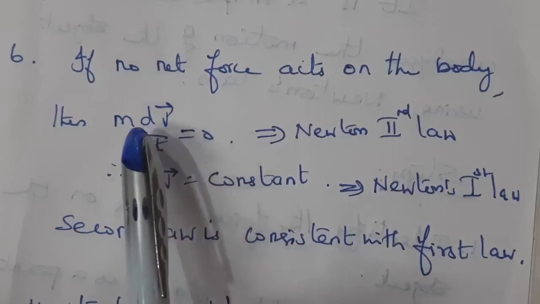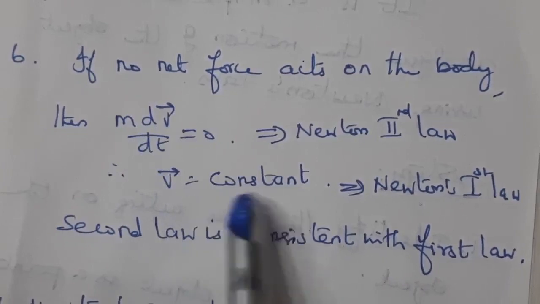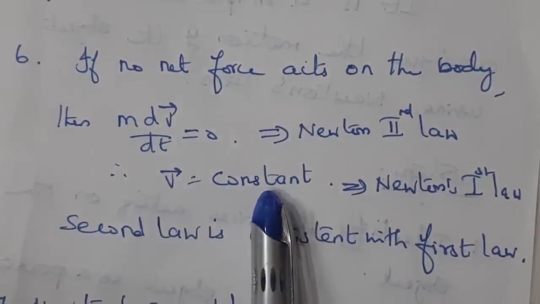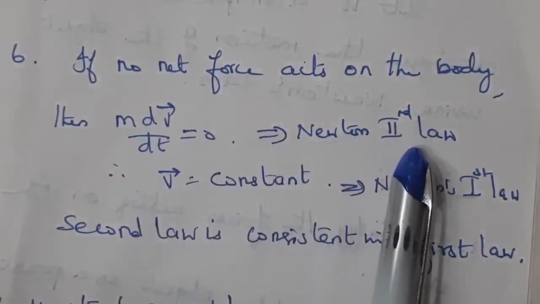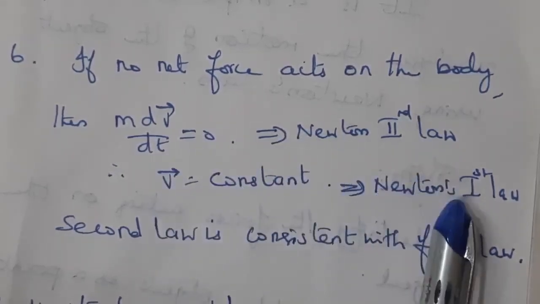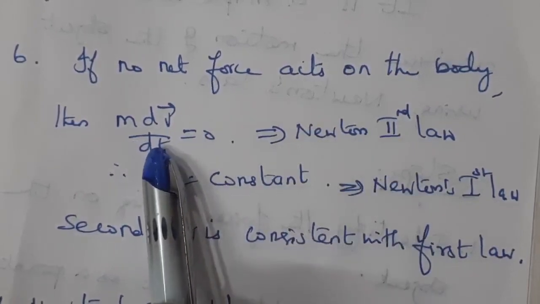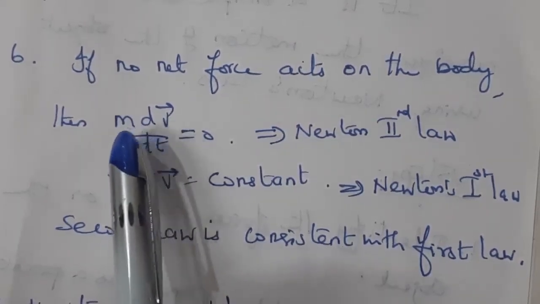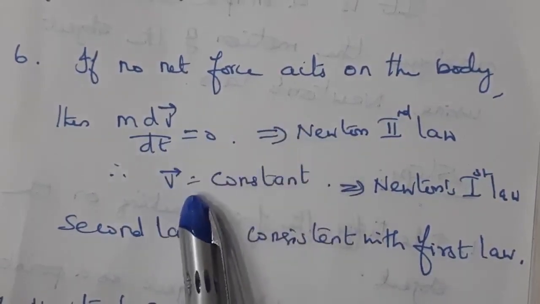Accordingly, we can write m dv vector by dt is equal to 0 means v vector is equal to constant. Here, m dv vector by dt is equal to 0 is Newton's second law, and v vector equal to constant is Newton's first law. That is, Newton's second law, the force acting on the body is directly proportional to the rate of change of momentum. So here m dv vector by dt is equal to 0 and v vector equal to constant.